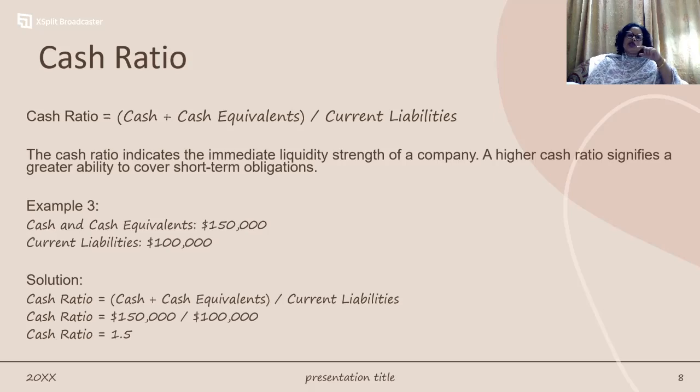Cash and cash equivalent is 1,50,000. Current liabilities is 1 lakh. So your cash ratio is cash plus cash equivalent divided by the current liabilities. So we have put it that cash and cash equivalent given in the example is 1,50,000 divided by 1 lakh. So cash ratio is 1.5.